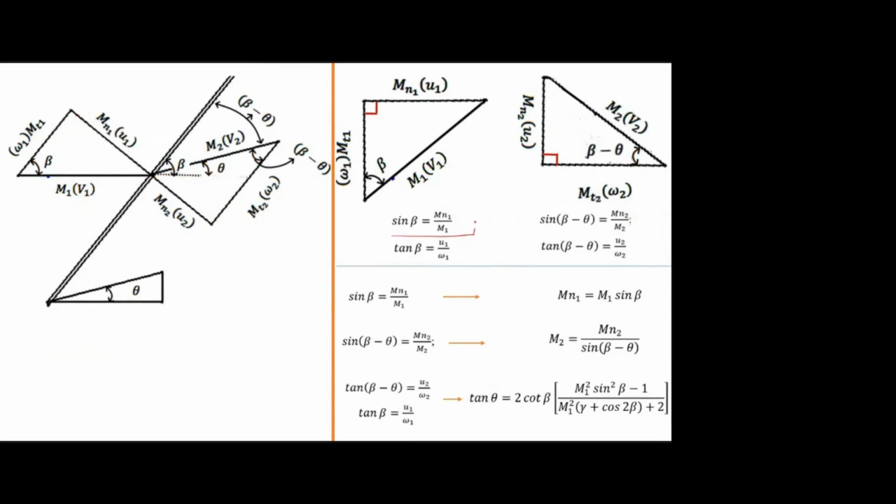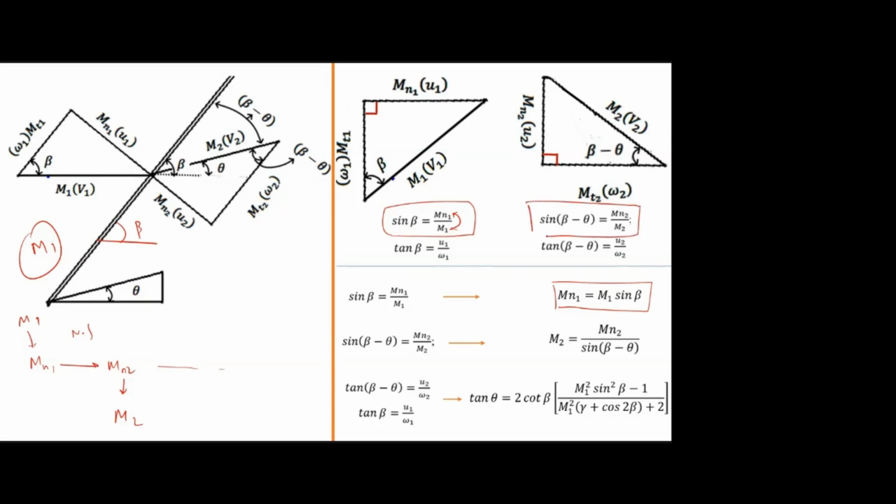Now I'm going to use this first equation so that I can relate m1 and mn1. Once you know the free stream Mach number and wave angle beta, I can find mn1. Once I know mn1, then I can go to the normal shock table and find mn2 and all other properties. So from m1 I found mn1. Then from the normal shock table I found mn2. Then once I know mn2, I should find m2. For that I am using this relation.